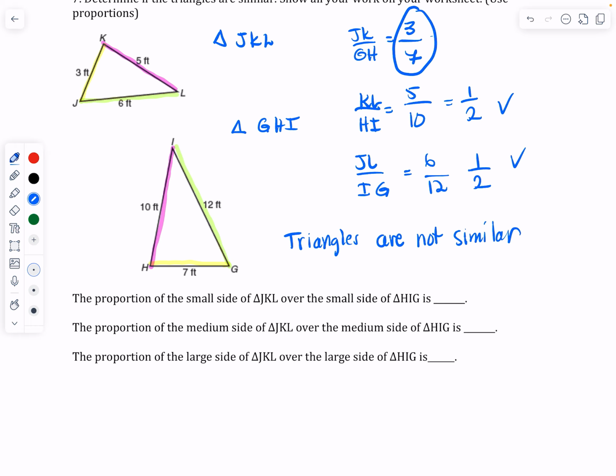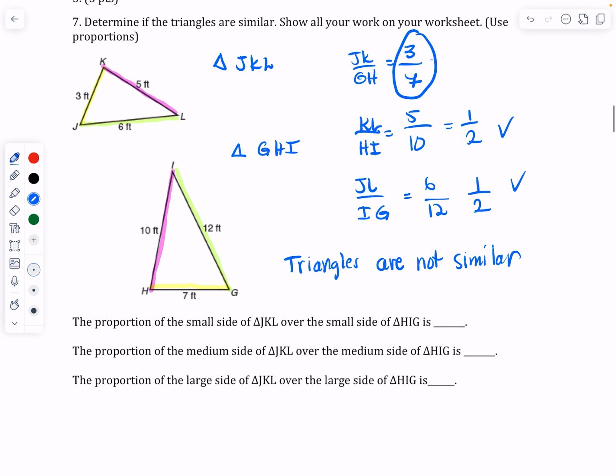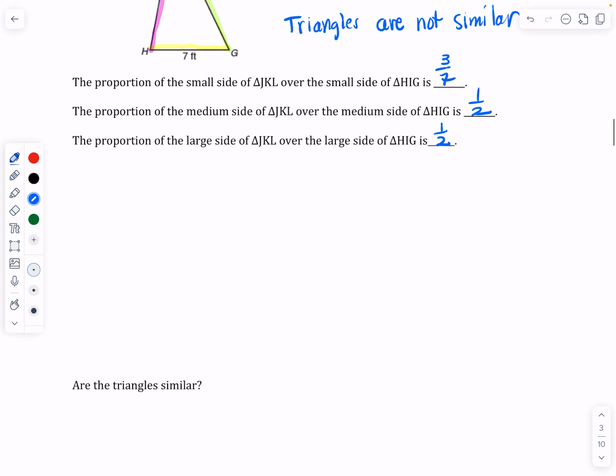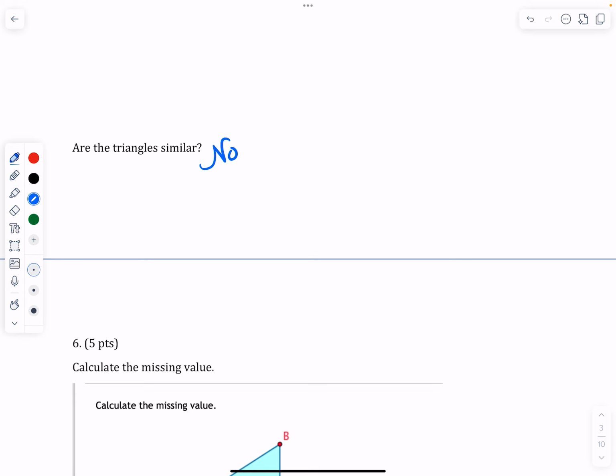All right, so I already did this work up here. The smallest side, they asked us for, that's yellow. So yellow is the smallest, and that's 3/7. The medium-sized one would be the KL over HI, which was 1/2. And then the large sides are also going to be 1/2. So yellow, and then pink, and then green. That's the answers to those. Again, the triangles are not similar.